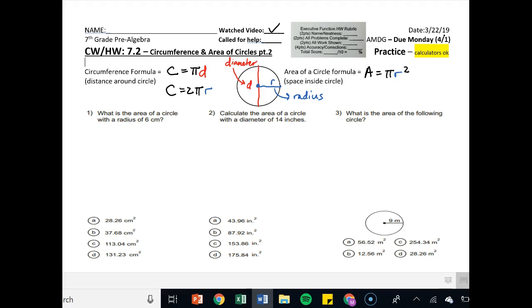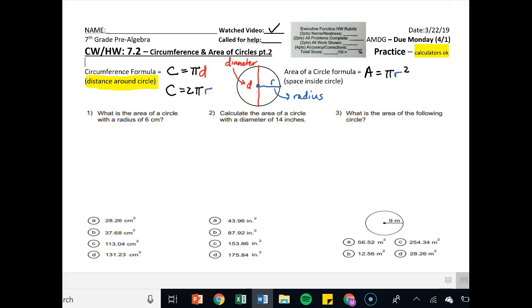So, as you recall from yesterday, our circumference formula, aka the distance around a circle, so kind of like perimeter, is C = pi times our diameter, pi being 3.14. Our diameter being the length all the way across a circle. Or you could also use the formula C = 2 pi r, r being the radius, a distance that's halfway across the circle. Makes sense because 2 times the radius would give you a diameter, right?